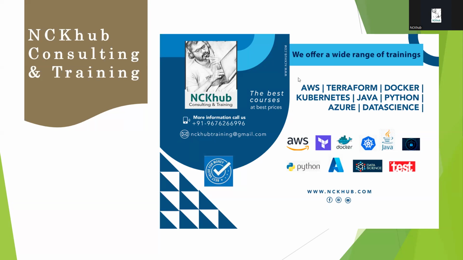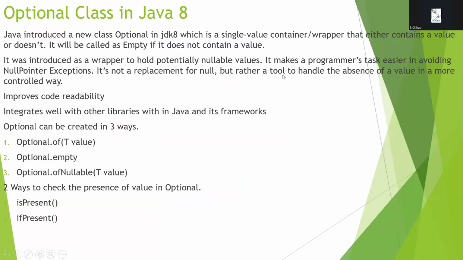As part of our Java 8 playlist, in today's video, we will be discussing optional classes and method references. So we will start our discussion with optional classes. What is the optional class? They have introduced a new class called Optional in Java 1.8, which is a kind of wrapper class which either contains a value or might not contain a value. If it does not contain a value, we'll be calling it an empty optional.